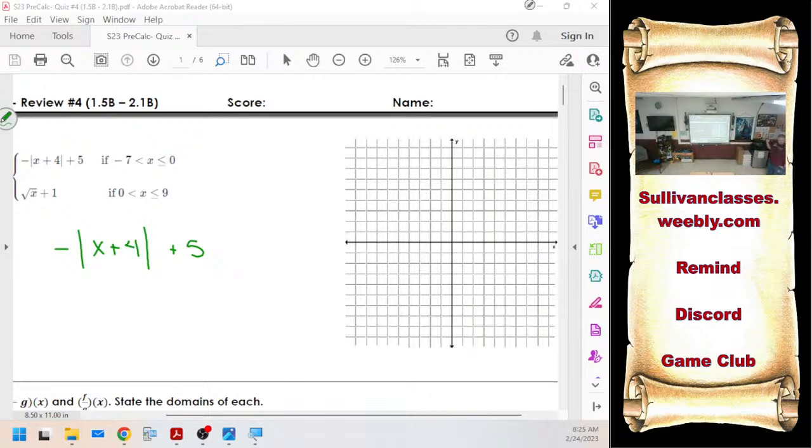Okay. Big kid words. Horizontal translation, 4 units left. And plus 5 on the outside, vertical translation, 5 units up. So I would go left 1, 2, 3, 4. Up 1, 2, 3, 4, 5. And that's my vertex. How do I make the rest of it?